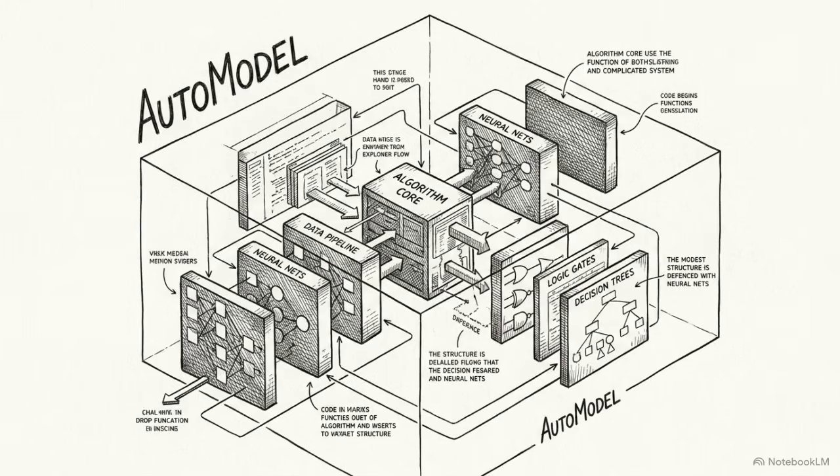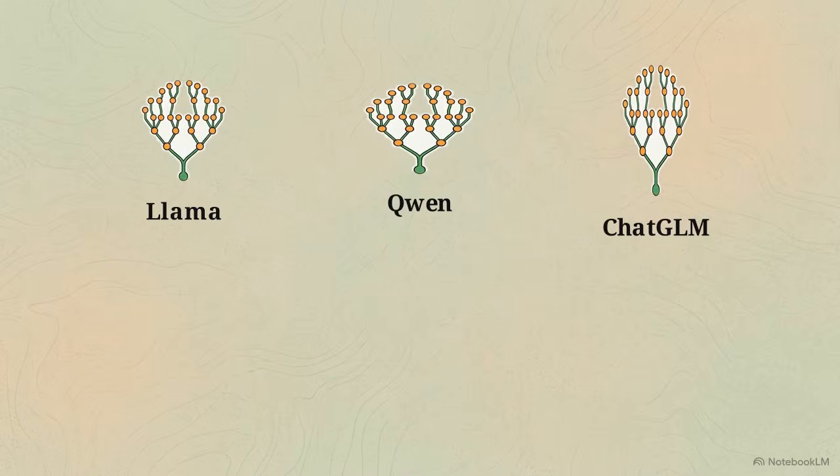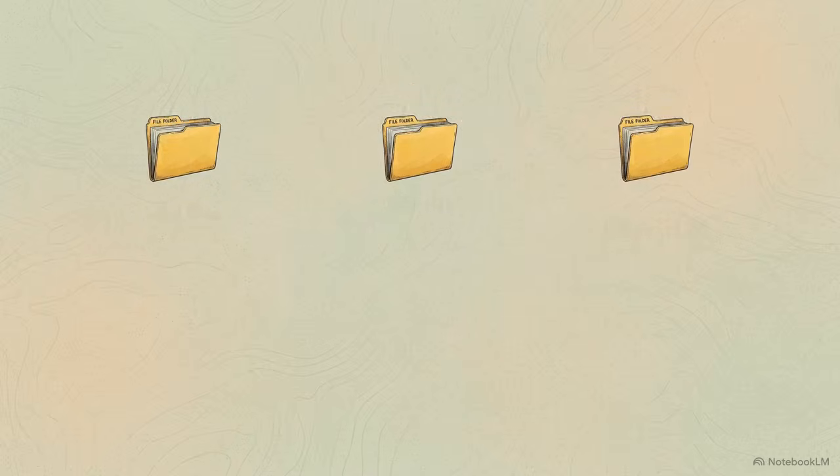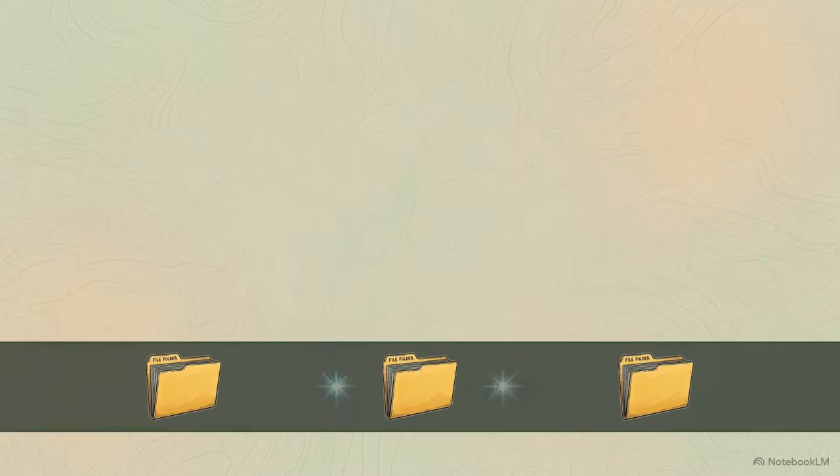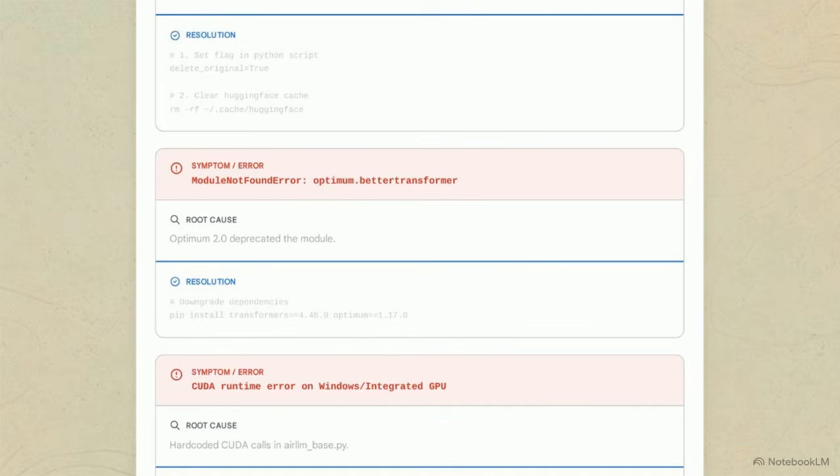Air LLM abstracts this entire execution sequence behind an auto model wrapper class. This intelligently detects the downloaded structural blueprint and automatically normalizes varied architectures like Llama, Qwen, and ChatGLM, routing them properly into the sequential execution queue. This matrix highlights system fragility. The prevalent optimum.better transformer crash stems from upstream deprecation in the Hugging Face ecosystem, where modern updates removed legacy modules. Resolving this requires administrators to manually pin older, mutually compatible legacy versions of transformers and Optimum.